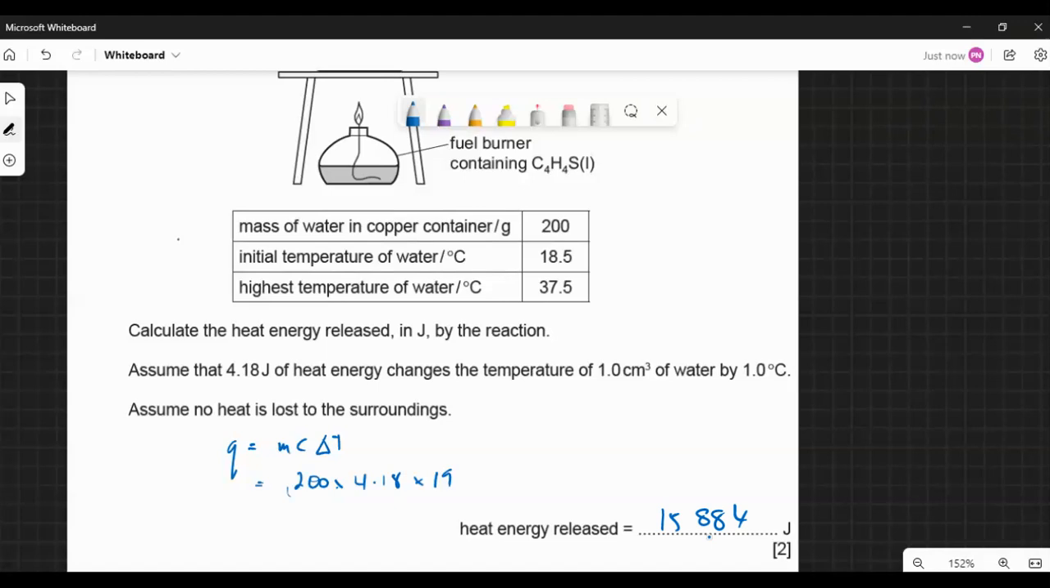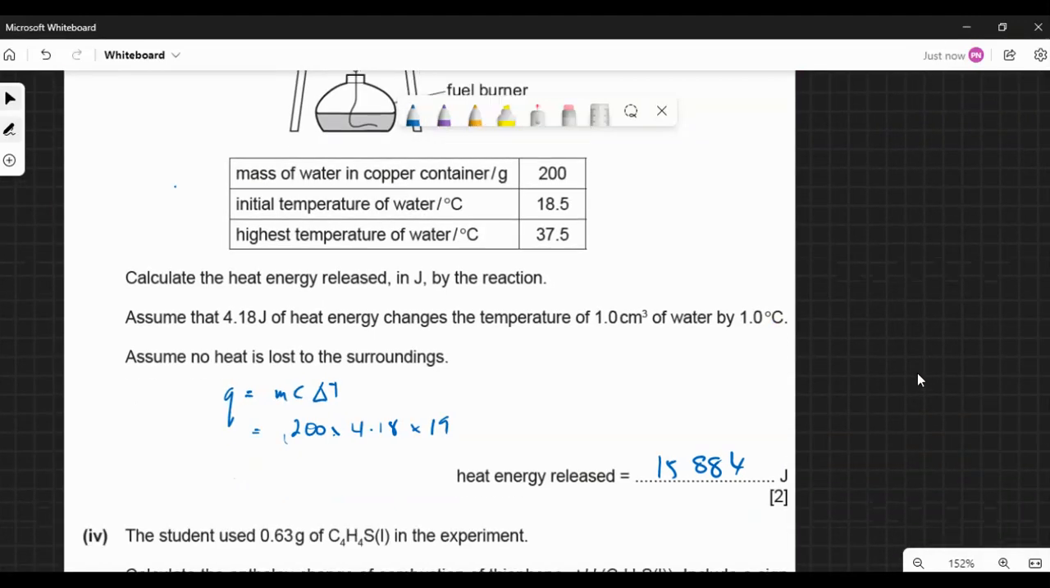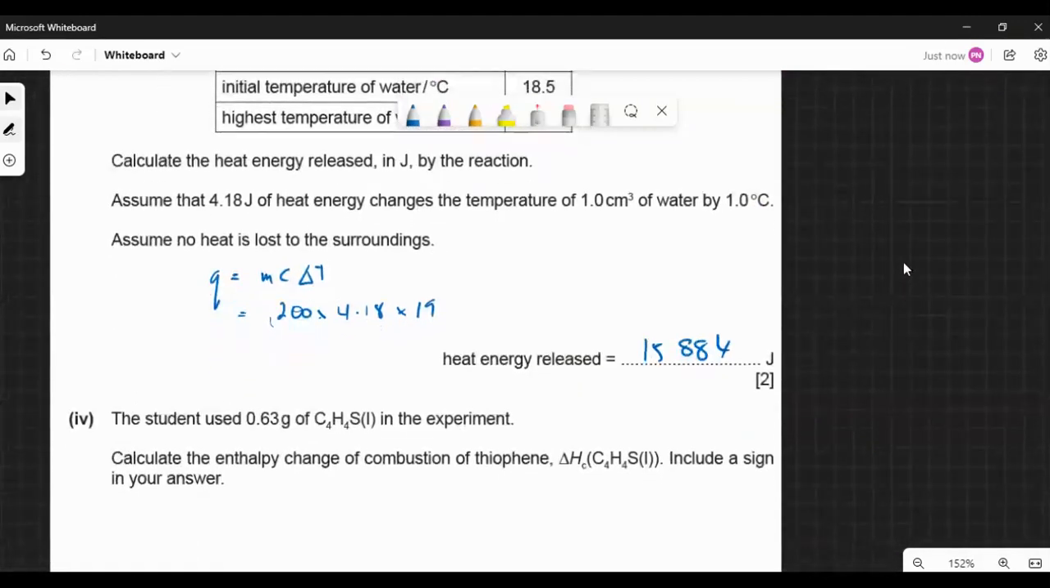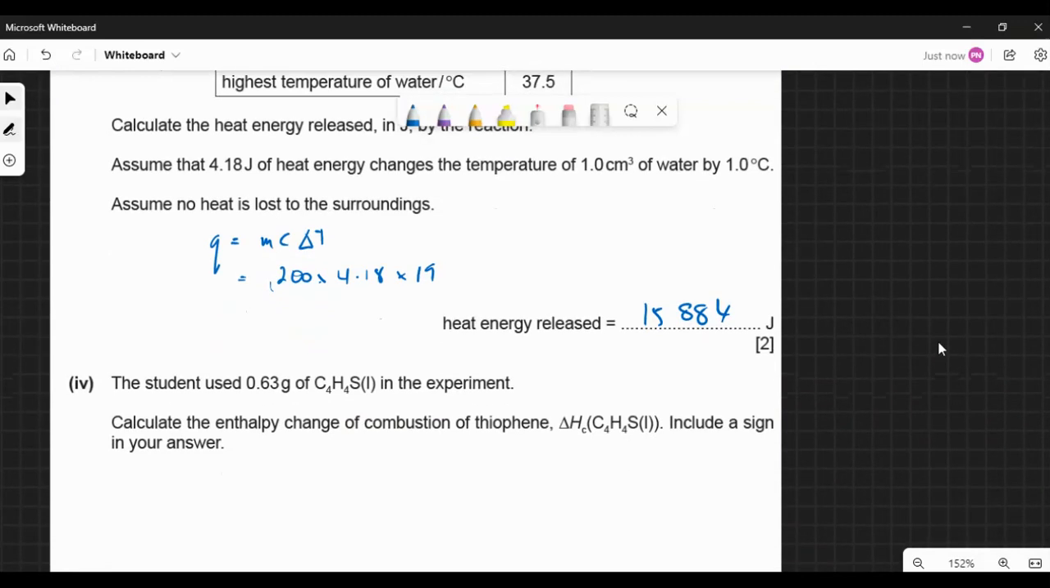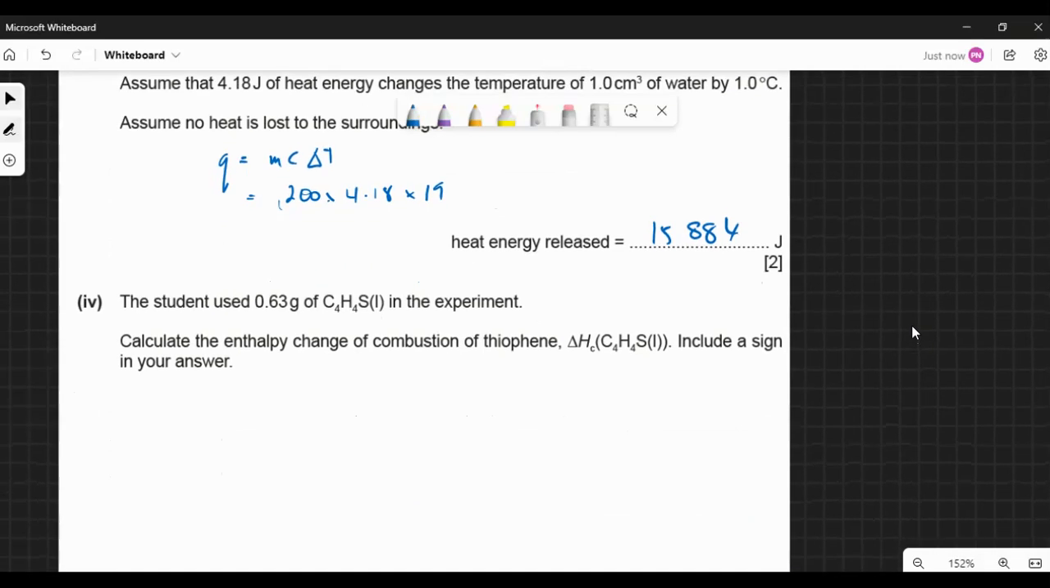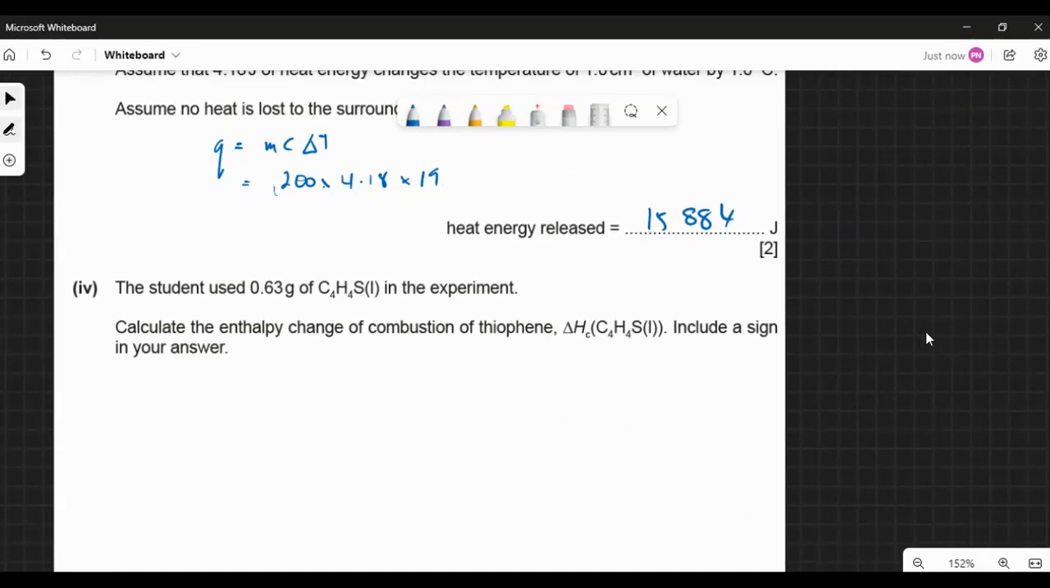15,884. 15,000. Oh, that's a lot. All right. Does that have a sign to it? Yes or no? No, it doesn't. It's energy. Energy is not a vector. Yeah, it's just an energy given out.